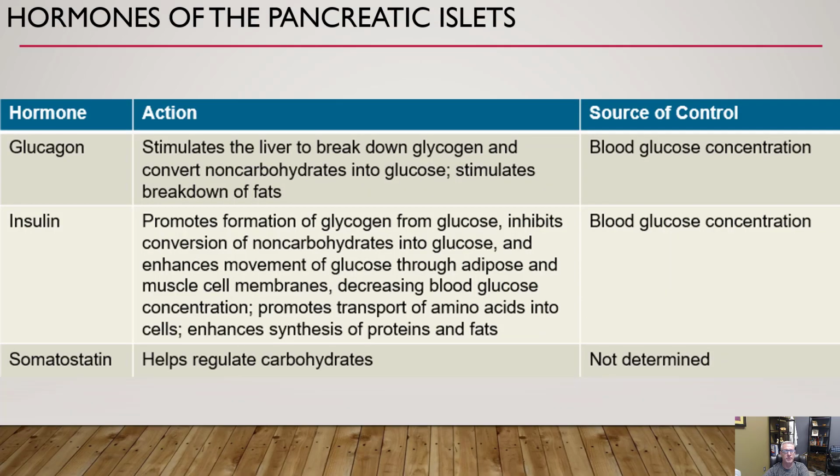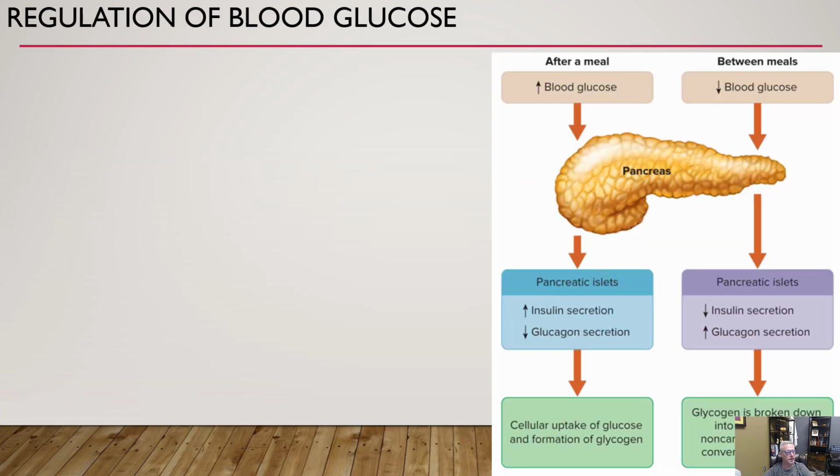All right, so hormones of the pancreatic islets: we've already talked about glucagon, insulin, and somatostatin. And by now you should know the action of glucagon and insulin. We've talked about that enough throughout A&P 1 that you should know these inside and out. Somatostatin we haven't talked about, but it helps regulate carbs. But it also shuts off both insulin and glucagon.